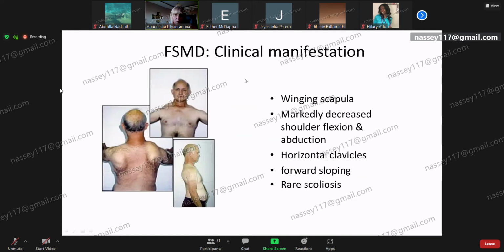Then, the same illustration of the same muscular dystrophy in a much older man. Same atrophy of the interscapular region of the muscle, yes? Then abnormal changed position of the scapula. Then hyperlordosis, which is rare for such type of muscular dystrophy.